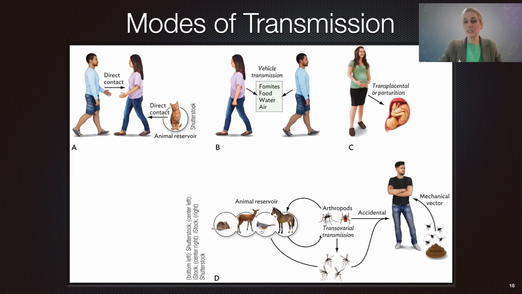And in example D, we can see a more complex transmission cycle. We can see a reservoir of animals that carry a specific pathogen. And we can see that it can be transmitted through maybe arthropods like mosquitoes or ticks, and then introduced into humans, or other mechanical vectors as we see here.